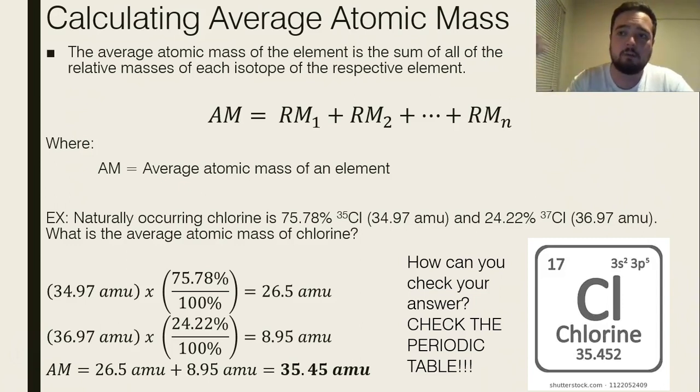So when you do these problems, use the periodic table to check your answer, especially if you're calculating the average atomic mass. And if it turns out your average atomic mass is wrong that you calculated based off what you see on the periodic table for that element, then you need to go back and check your calculations and see what you did wrong.